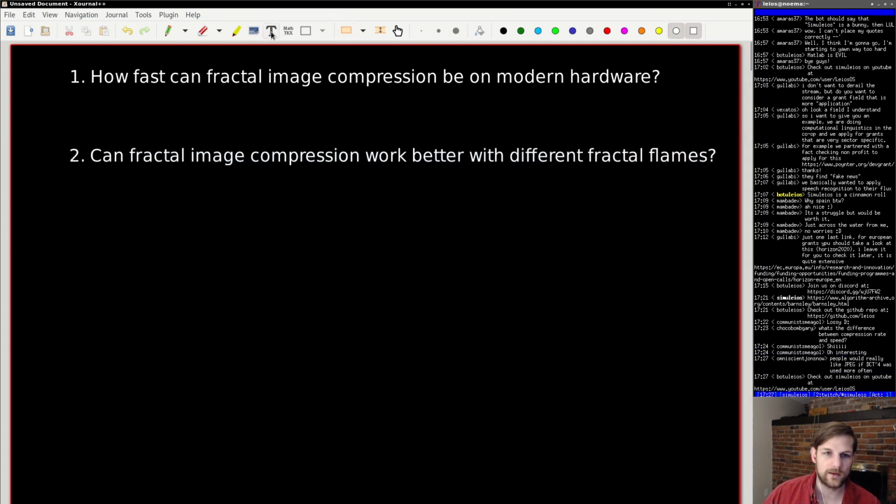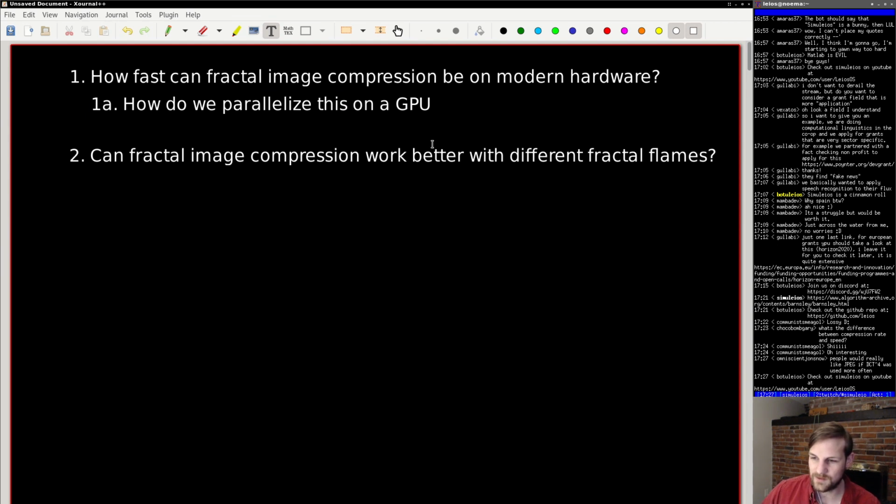And so 1A over here is going to be the question of how do we parallelize this on the GPU? Okay, that's the next question that I have.